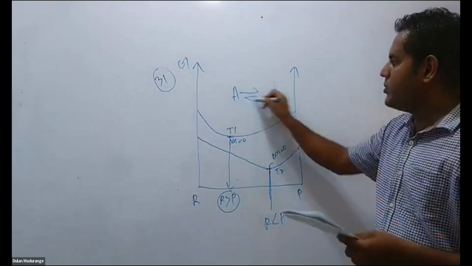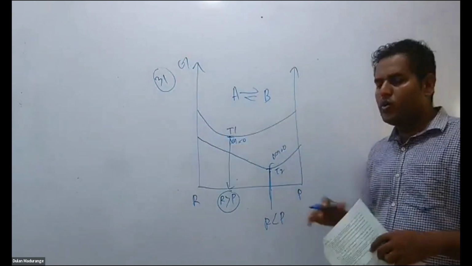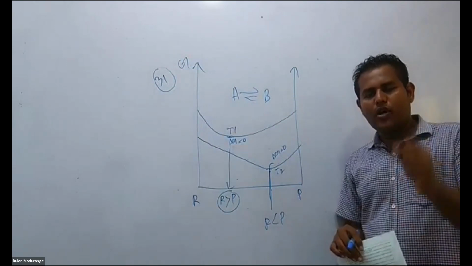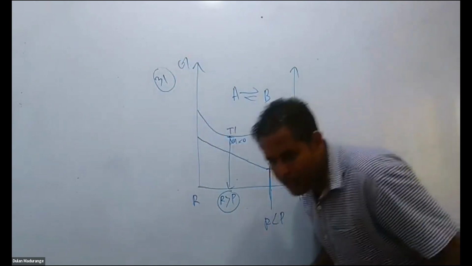Your reaction is A to B. So when you are moving from T1 to T2, which reaction has been favored? Is it the forward reaction or is it the backward reaction? What do you have to say?